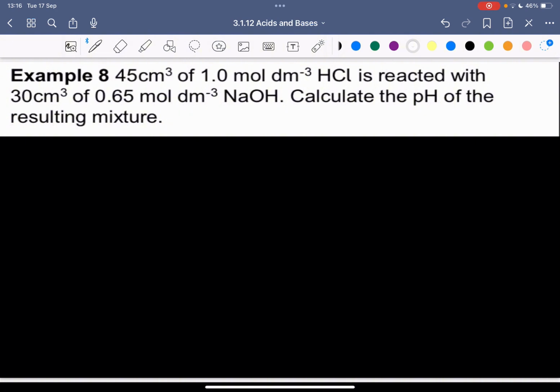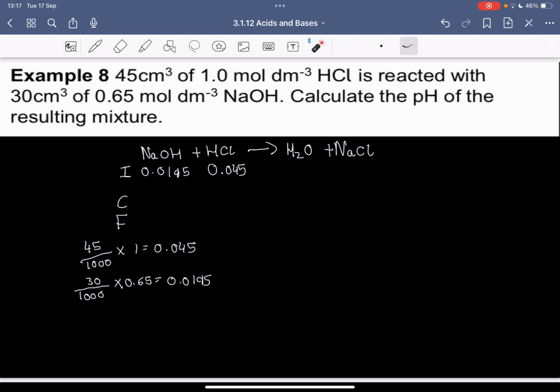Pause the video, try it yourselves, and play to see the working out. Okay, once again I'm going to write down the equation of the reaction. So I get, and I'm going to draw my table. Now I'm going to work out the initial moles of the hydrochloric acid and the sodium hydroxide. Alright, in this instance, our sodium hydroxide is the limiting reactant. So we know that in the end we have 0 moles of sodium hydroxide. Therefore we take away 0.0195 from both sides because all of the sodium hydroxide is used up.